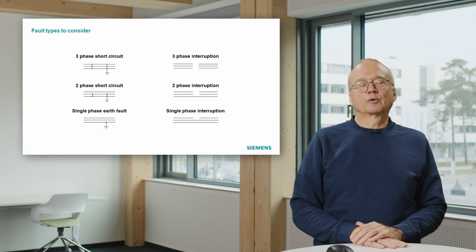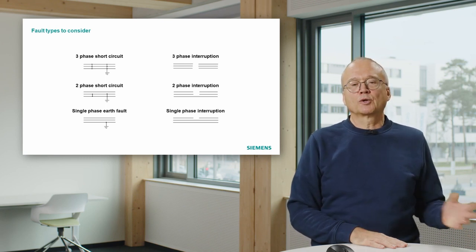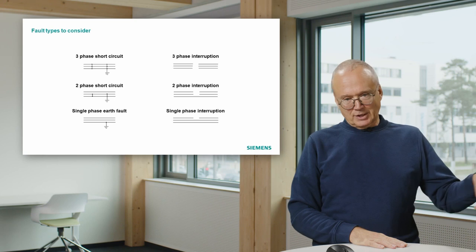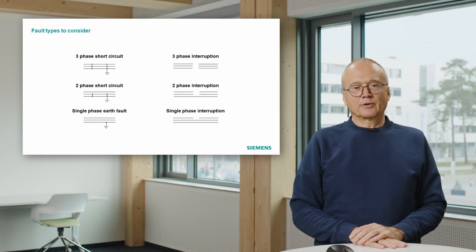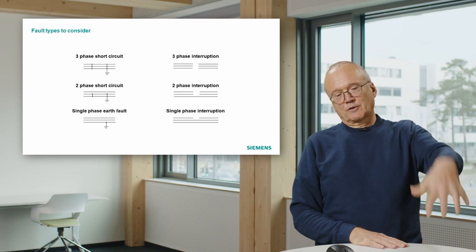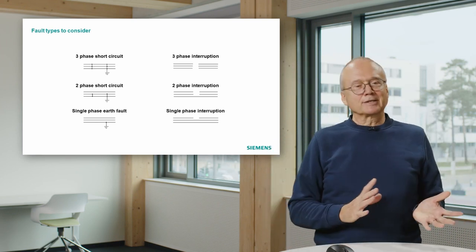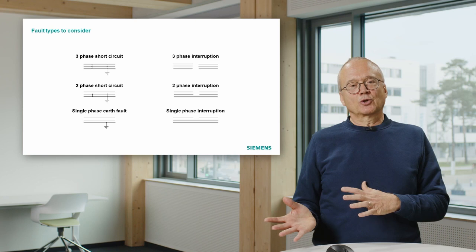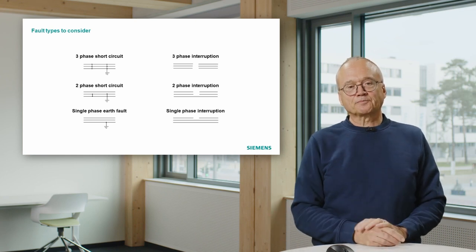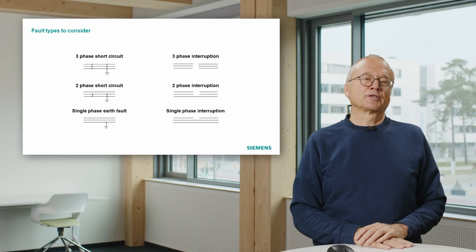A typical thing, for instance, would be in a distribution system. You have roadworks there, people opening the street, didn't look at the cable plans before, excavator hits the cable, and either you get an interruption or you get a short circuit, or both. That's one reason why you have three-phase short circuits.